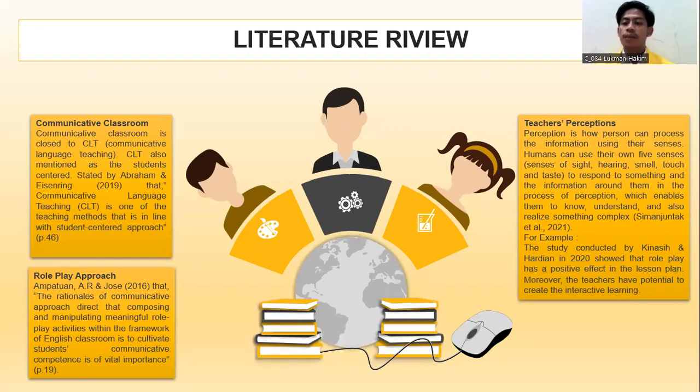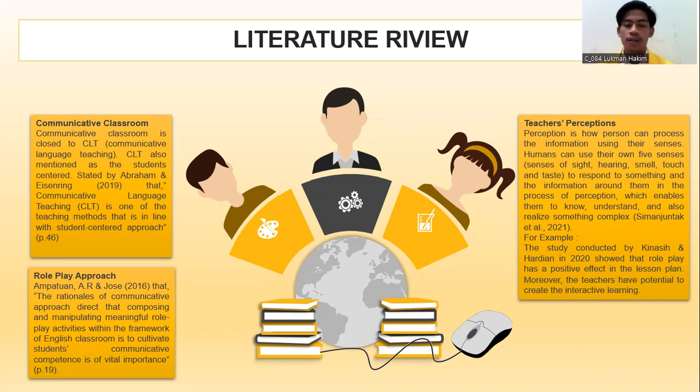Perception is how a person processes information using their senses. Humans use their five senses of sight, hearing, smell, touch, and taste to respond to something and to the information around them in the process of perception, which enables them to know, understand, and realize something complex. For example, the study conducted by Kinasi and Hadian in 2020 showed that role play has a positive effect in the lesson plan. Moreover, teachers have the potential to create interactive learning.